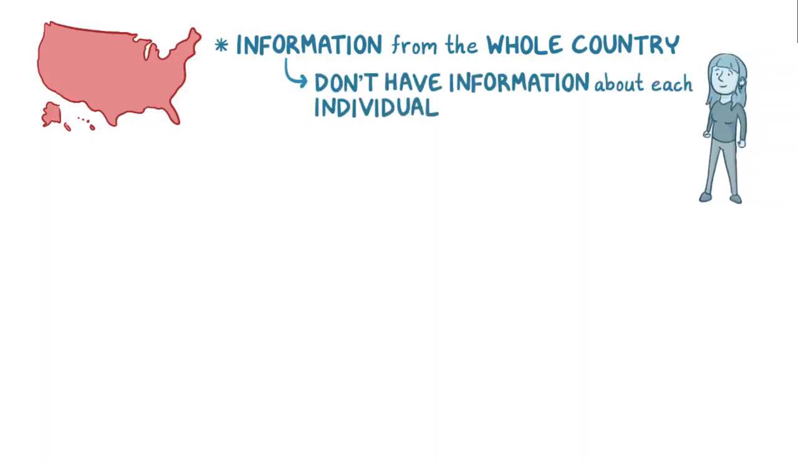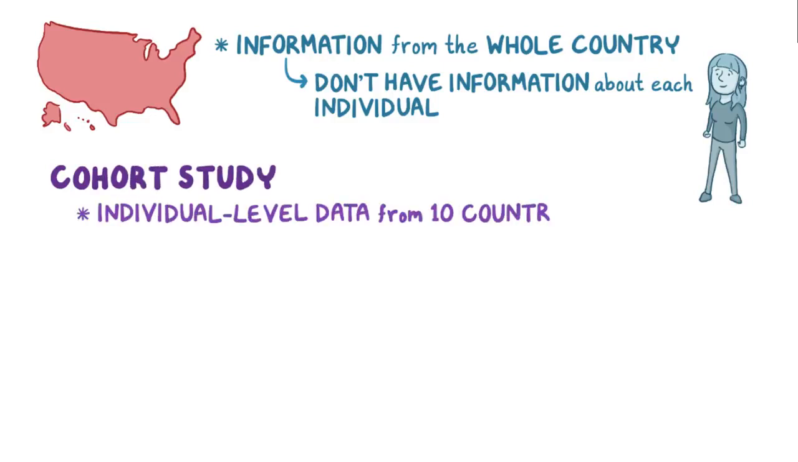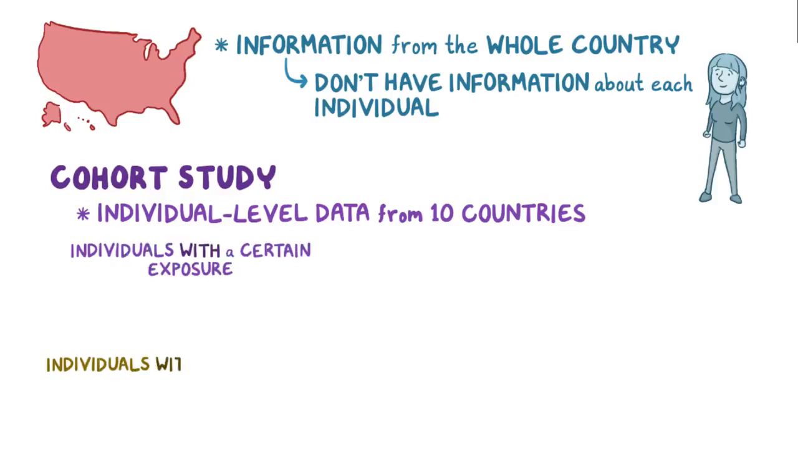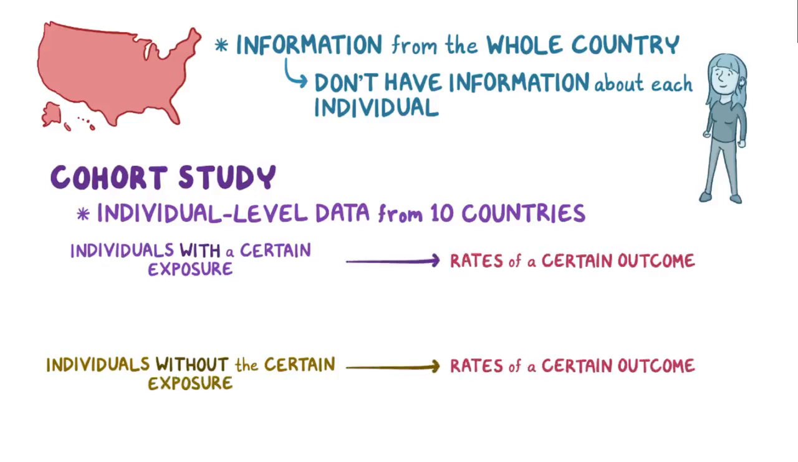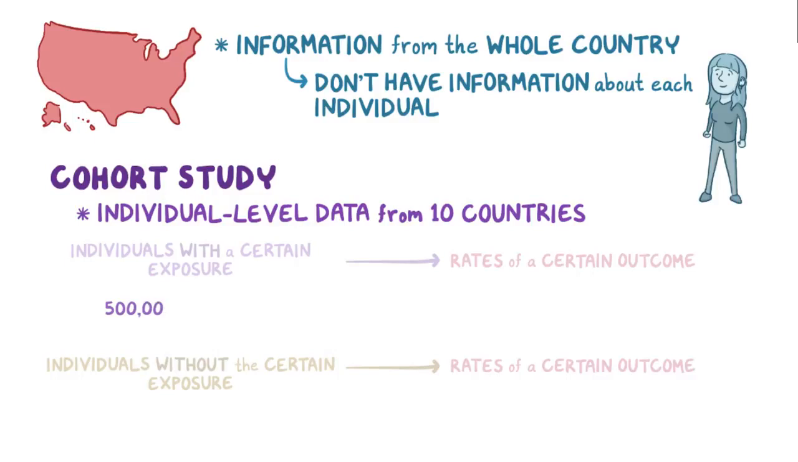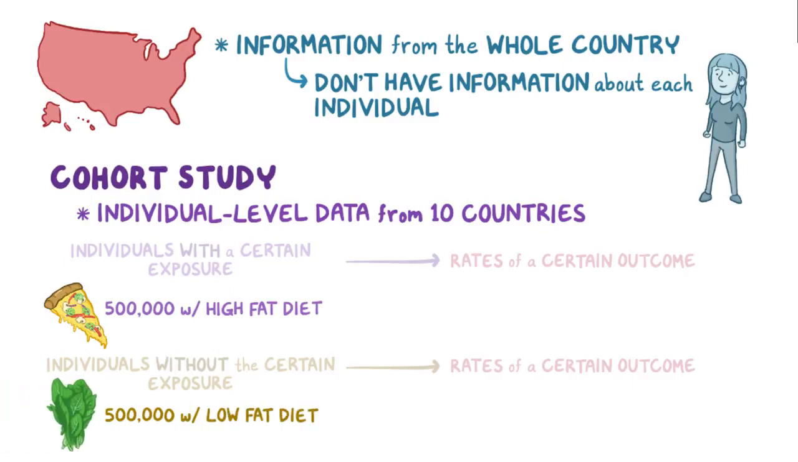In fact, we might get very different results from a study that uses individual level data. For example, let's say you conduct a cohort study using individual level data from all 10 countries. Cohort studies look at individuals in a group who have a certain exposure, as well as individuals in a cohort who have not had that exposure, to compare their rates of a certain outcome in the future. So you could follow 500,000 individuals that have a high-fat diet, which are the exposed group, and 500,000 individuals that have a low-fat diet, the non-exposed group, for 10 years.